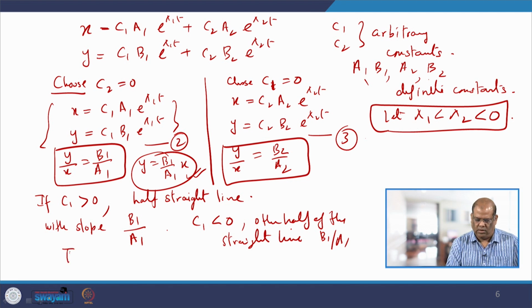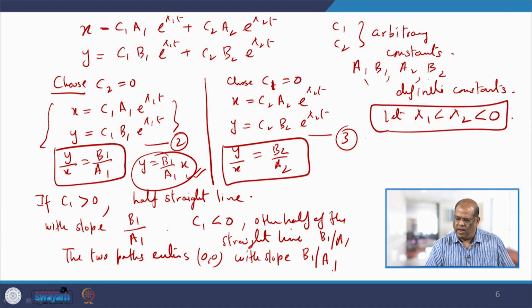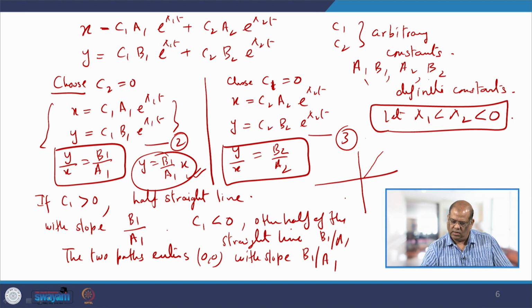So, the two paths enter (0, 0) with slope b1 by a1. So, what you are actually getting is something like this: one half of the line is entering the origin like this, and the other half is entering like this. It is the same line. This is for say C1 greater than 0, and this is for say C1 less than 0.